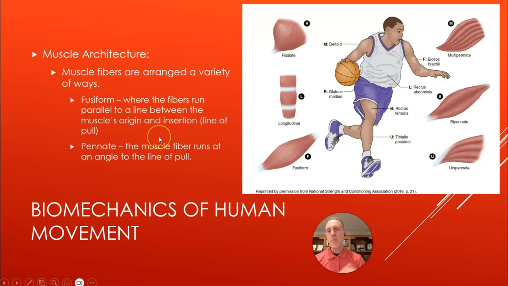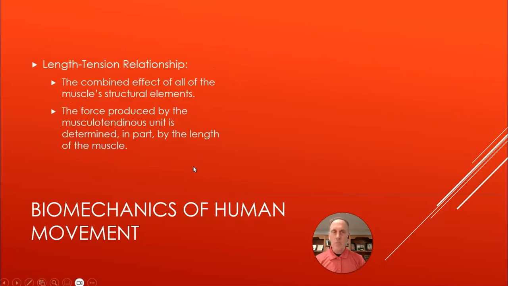So understand that you have fusiform, like this one down here, where all the fibers are running parallel to a line between the origin and the insertion, that's referred to as the line of pull. Then you have pinnate, where the muscle fiber runs at an angle to the line of pull. I don't really have to go too much further into that for this class, but as we get into other classes, we dig in deeper with that.